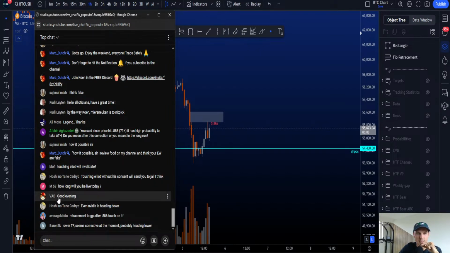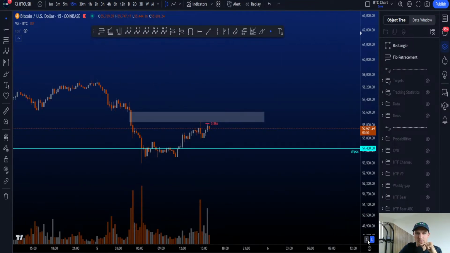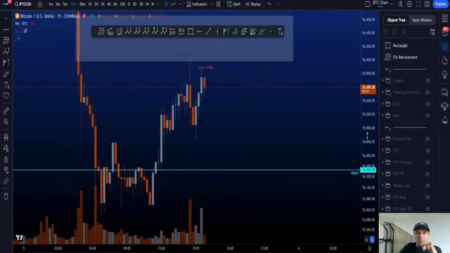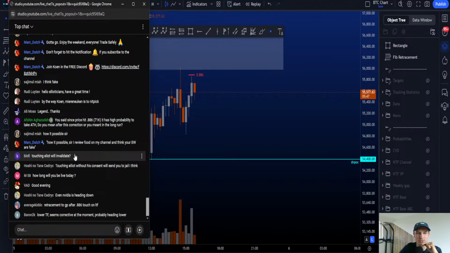Good evening, VAD. How you doing? Even Nvidia is heading down. The forever bullish Nvidia. Retracement to golden pocket after 886 touch on the low time frame. It's always interesting. I don't think the 886 is touched on my chart here. No. But yeah, the golden pocket touch after an 886 is definitely one to keep an eye on.